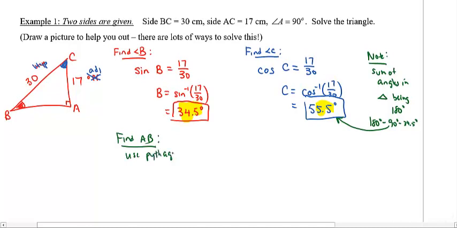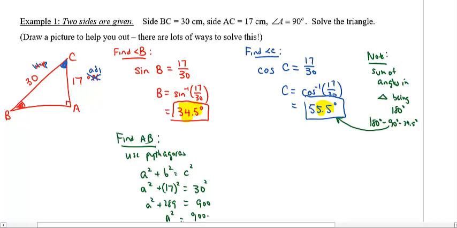So once again, I'm using the original information. So a squared plus b squared equals c squared. I'll say a is the one that's missing, 17 is my b, and 30 is my c. 30 squared is 900. 17 squared is 289. So a squared is just equal to 900 minus 289.